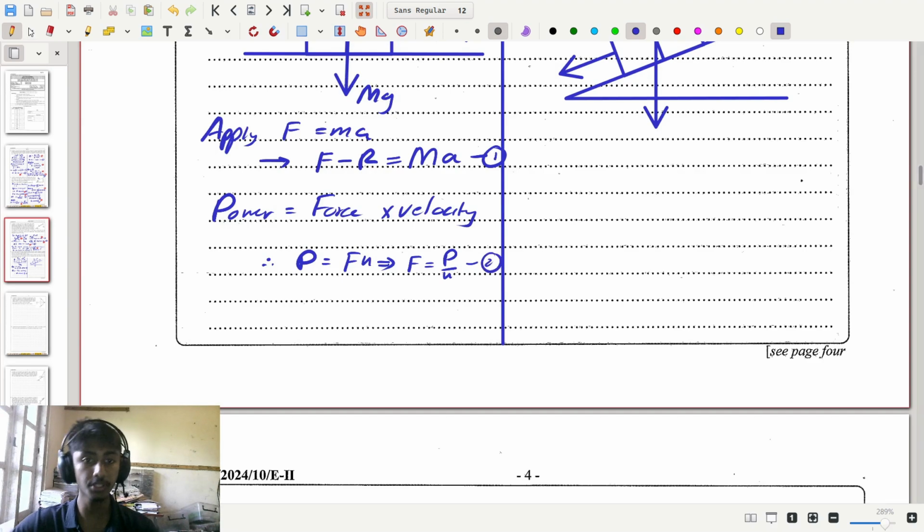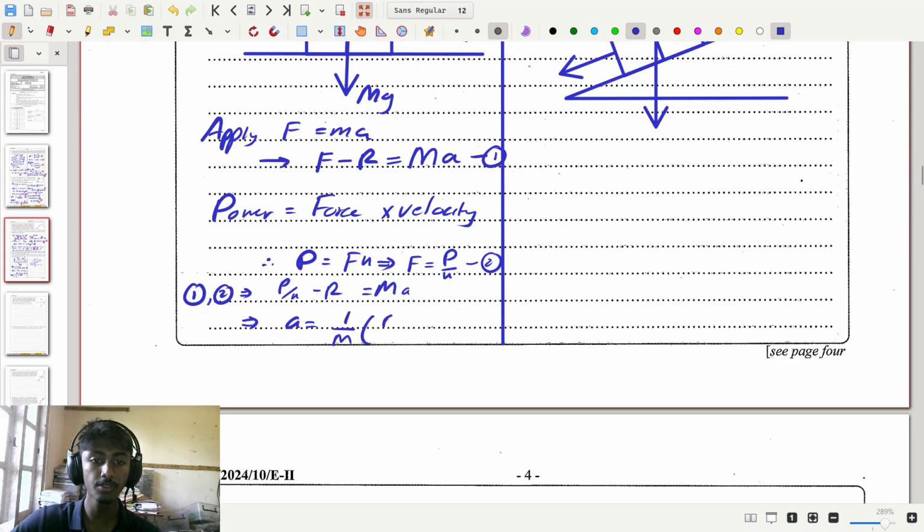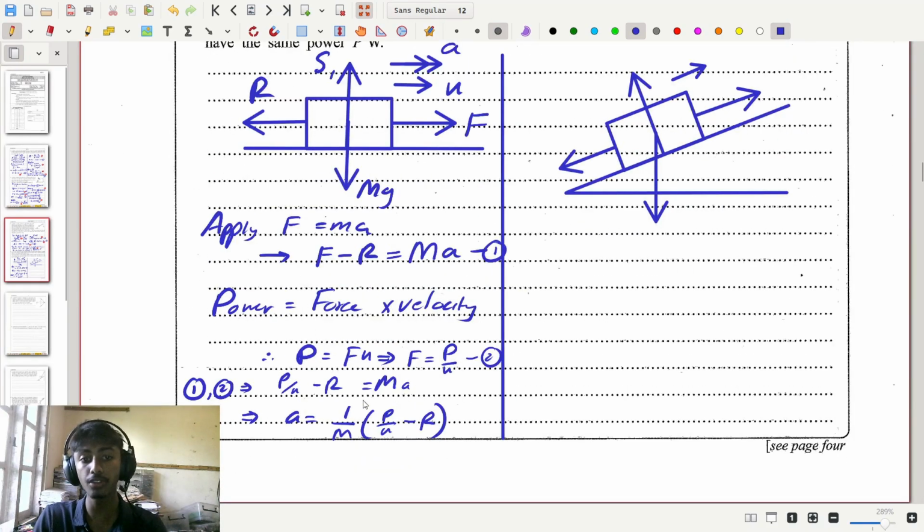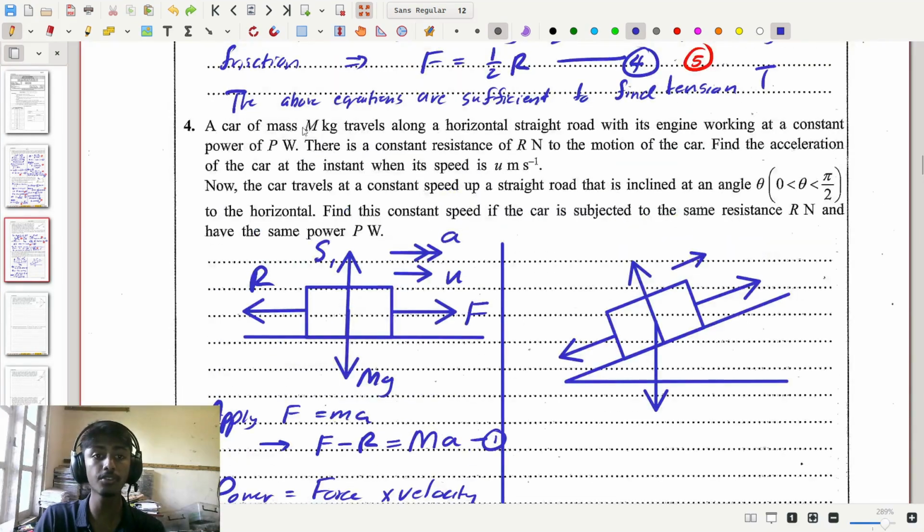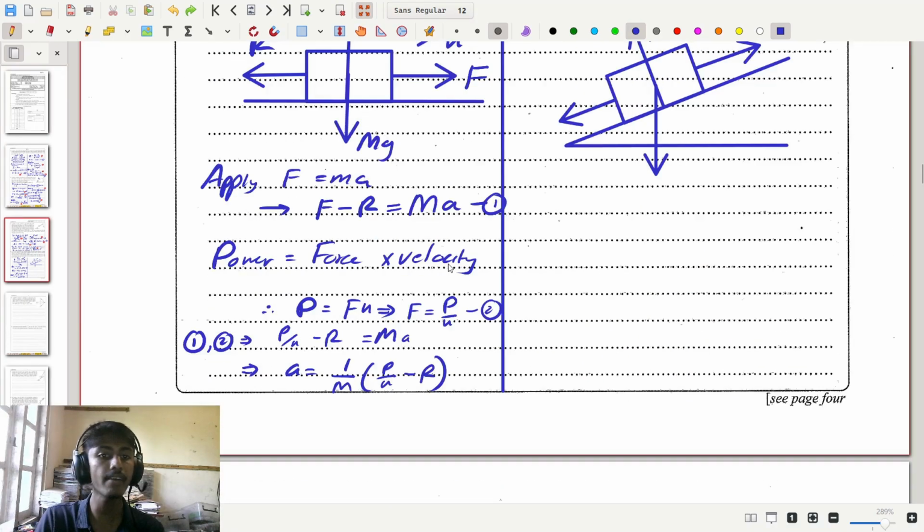Now with 1 and 2, what I can do is to substitute 2 into 1, and if I do that, I'm going to get, instead of F, P divided by u, so I'm going to get P divided by u minus R equals capital M times a. Therefore, rearranging, if I divide both sides by M, I get a equals 1 over M times P over u minus R. And here in this equation, all 4 values other than a are known. M is known since it's given in the question, P is known since it's given in the question, R is known since it's given in the question, and u is known since it's given in the question. So therefore, we have everything we need here.